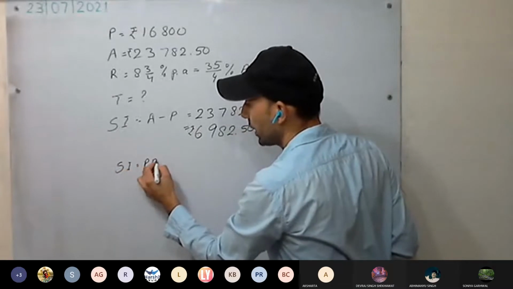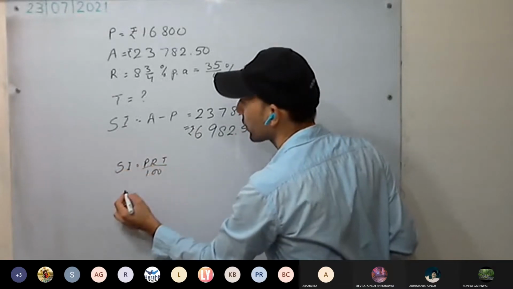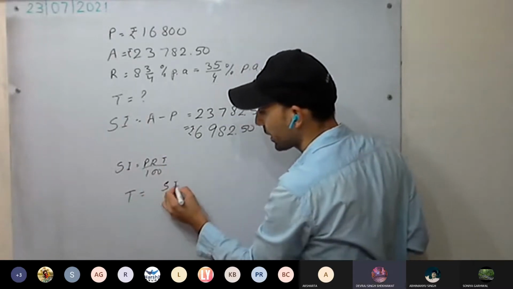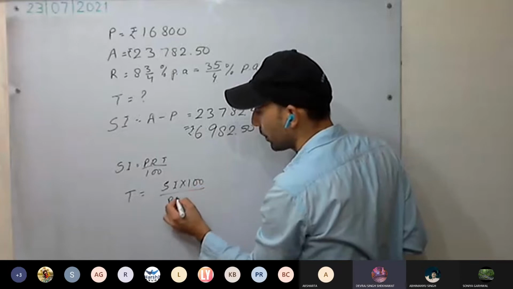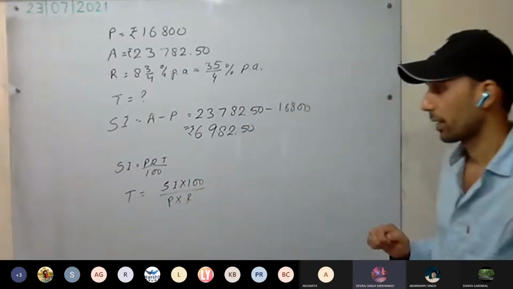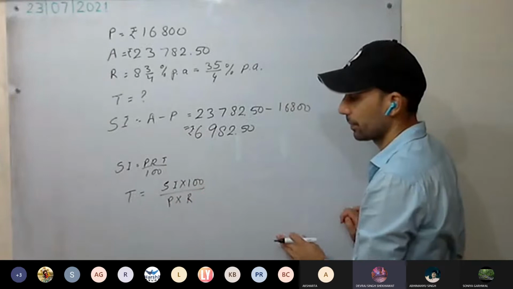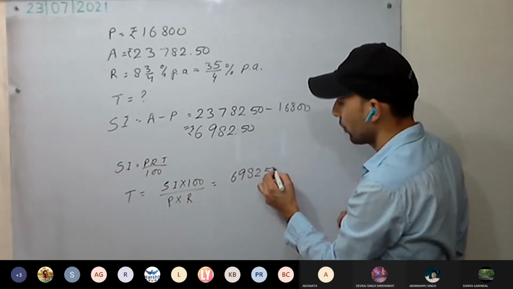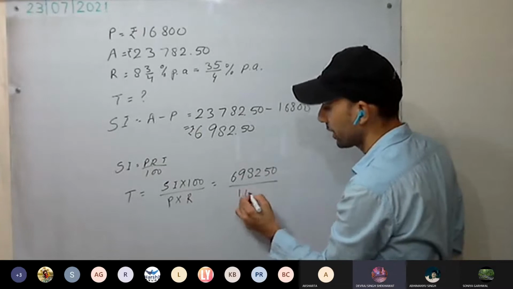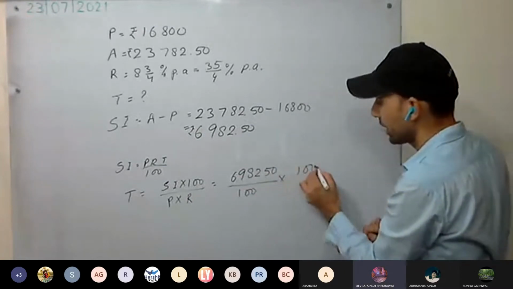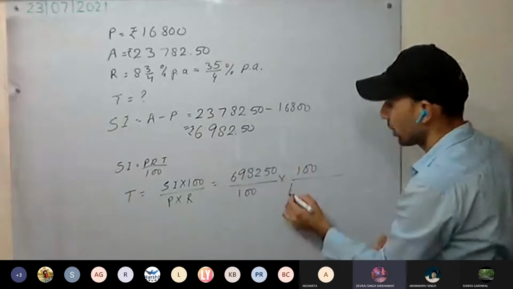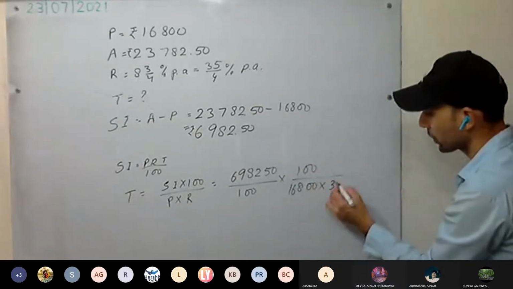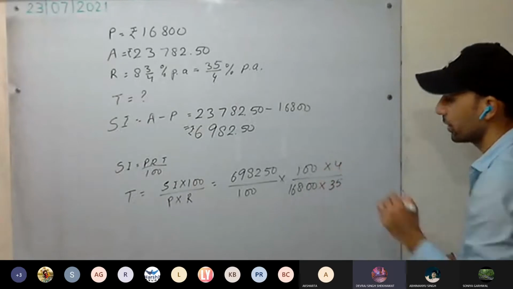Simple interest equals PRT upon 100. We have to calculate time. T will be simple interest into 100 divided by P into R. Simple interest is 6,982.50, into 100. Principal is 16,800. Rate is 35 upon 4, so 4 will go in the numerator.